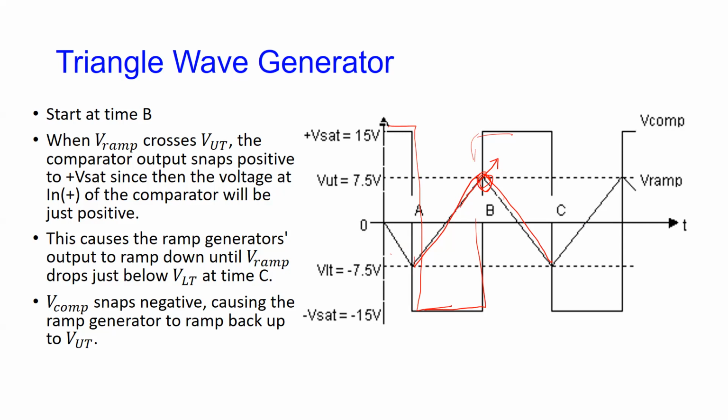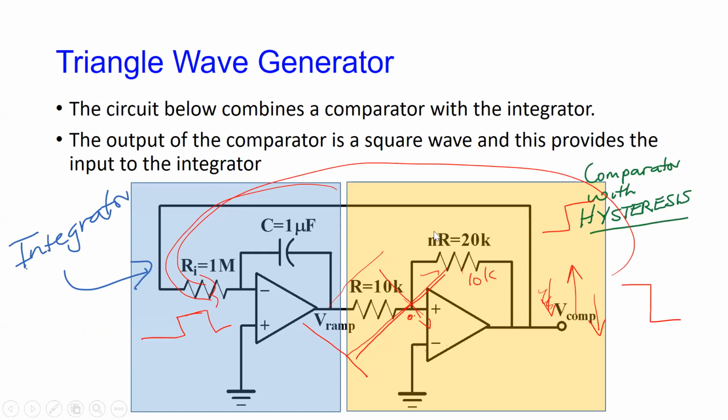So when VRAMP crosses VUT, does that mean it is following up the square waveform? This is the comparator output. This here is the ramp output, right? So the ramp output, which is this place here, this voltage here, is on the way up.